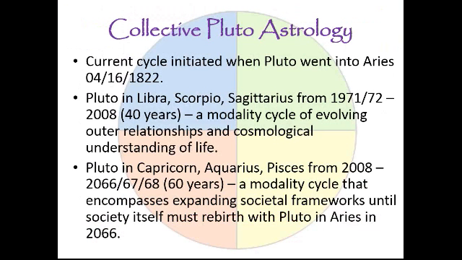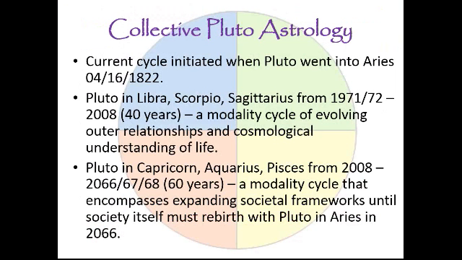I want to cross over and talk about this a little more collectively. First of all, the current cycle started when Pluto went into Aries back in 1822. Remember, Pluto in Aries is a 30-year cycle. So it was there from 1822 to 1851.